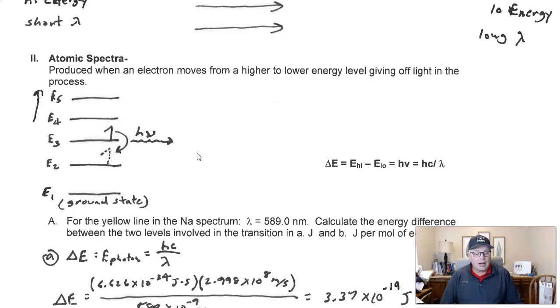Well, it turns out it has a lot to do with electronic structure because atomic spectra are produced when an electron moves from a higher to a lower energy level, giving off light in the process. So if I know something about the light that's given off and the color, which of course corresponds to a certain wavelength, as we talked about in the electromagnetic spectrum, that gives me insight into how the electrons are arranged around an atom. And that's really, as a chemist, what I'm interested in.